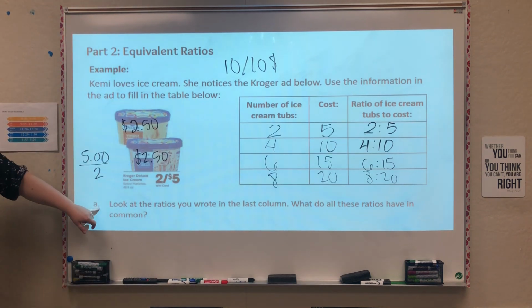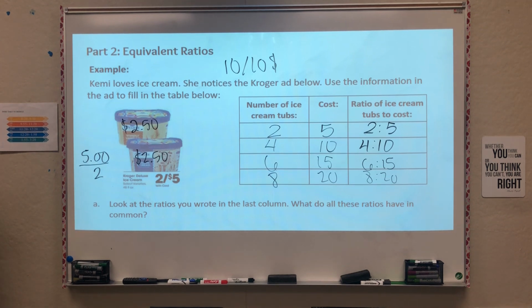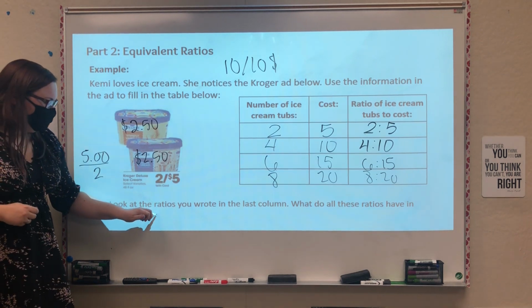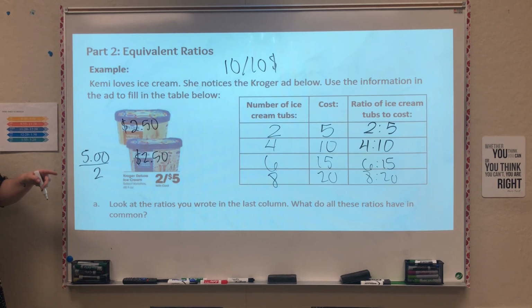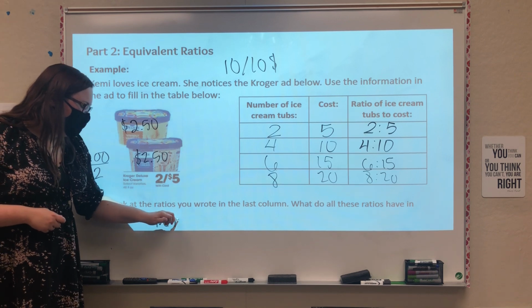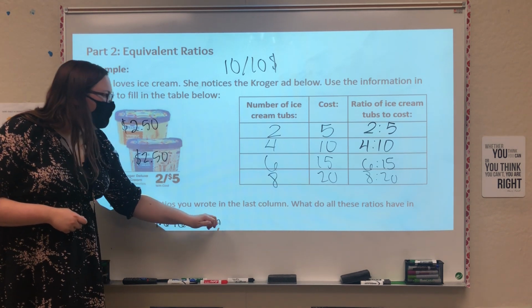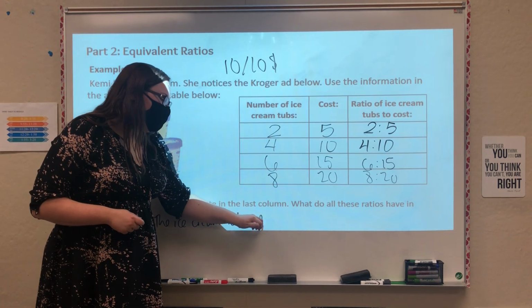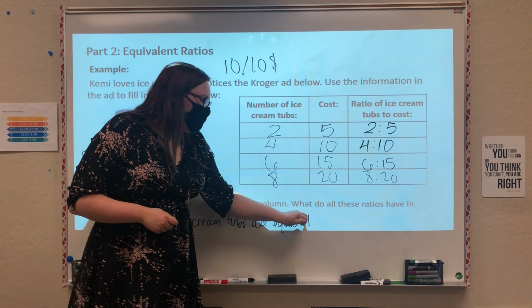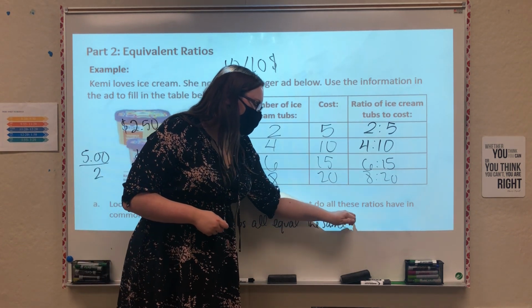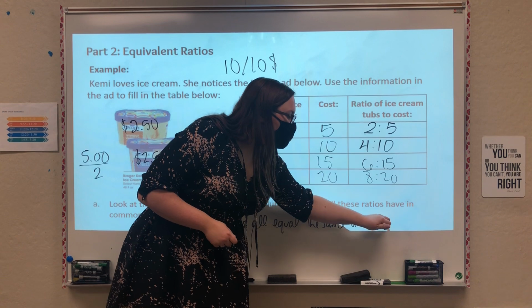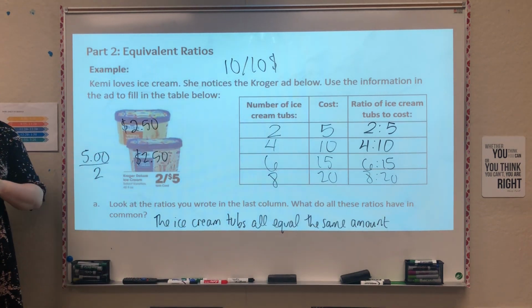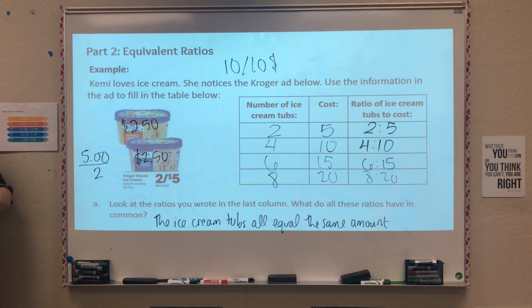So I think you guys have already talked about this part here. It says, look at the ratios you wrote in that last column. What do all of these ratios have in common? What is the same amount? The ice cream. Yep, so we could say the ice cream tubs, all equal the same amount.